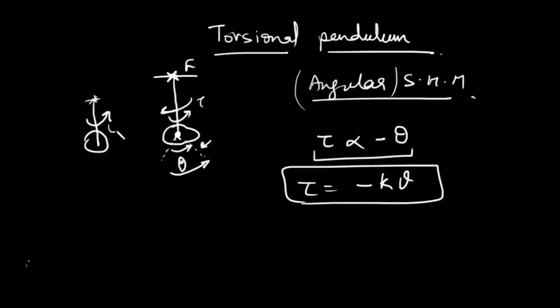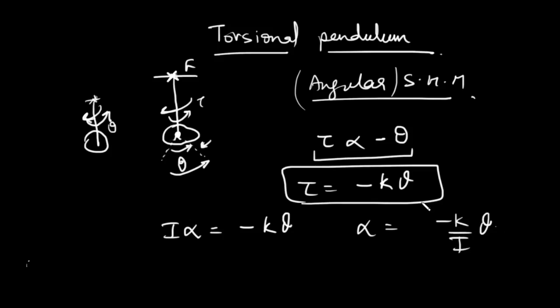So if the displacement is positive, the torque should be negative. It will be exerted on the negative side so as to bring the disc back to its original position. So torque is minus k theta over here. In general, torque is I alpha, so this would be equal to minus k theta, where I is the moment of inertia of the disc. So alpha is minus k by I times theta.